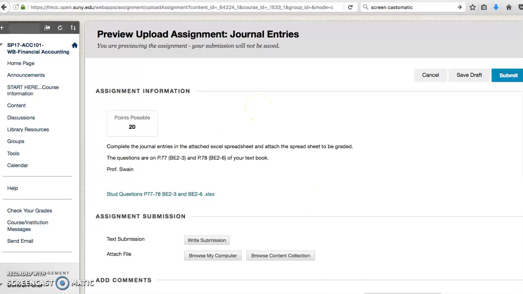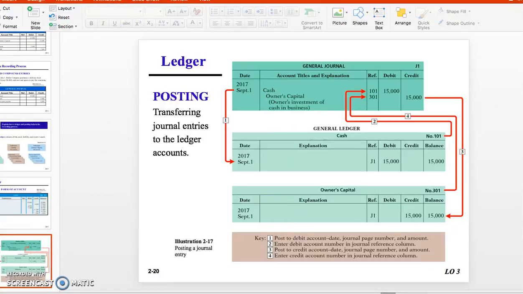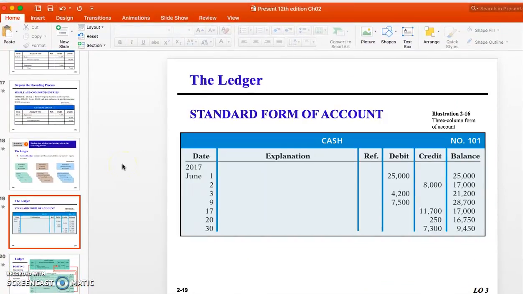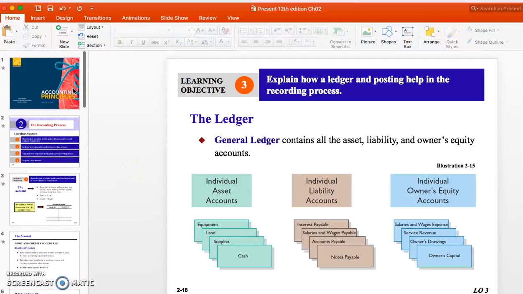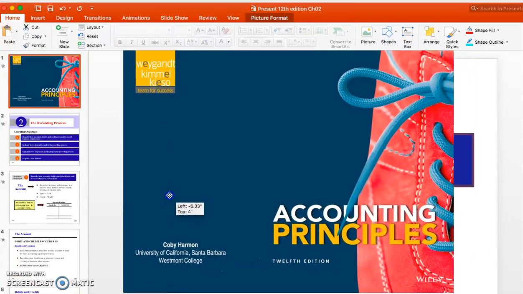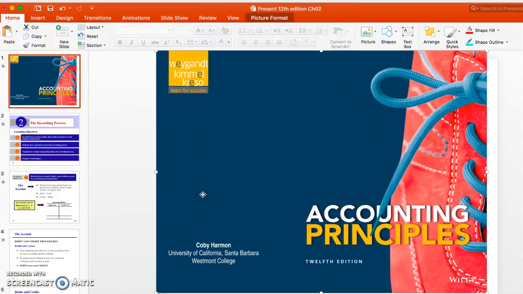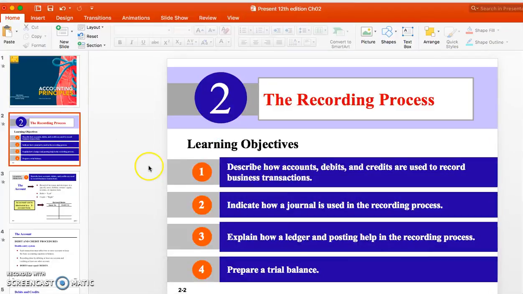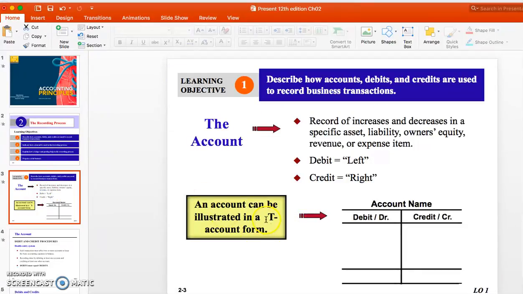What I'd like to show you quickly is that I've given you a detailed PowerPoint slide deck, but I just want to walk through some of the slides. I've taken the liberty of including a few of them. We're going to describe how accounts, debits, and credits are used to record business transactions. Everything in a business that needs to get recorded has a debit and a credit from an accounting perspective. Sometimes we call this a T account. Here you'll notice we have debits on the left, credits on the right, and that's really the only thing that is always true for debits and credits.